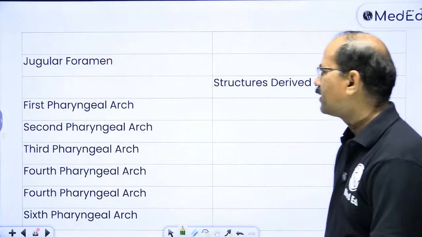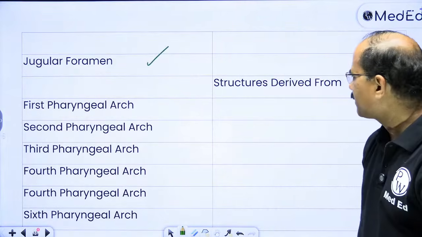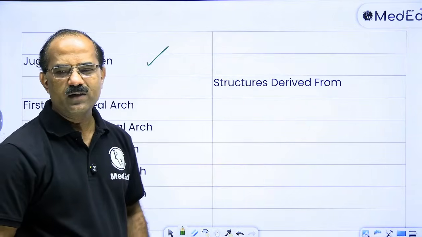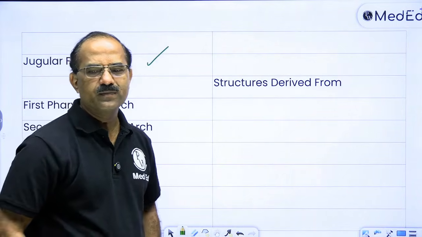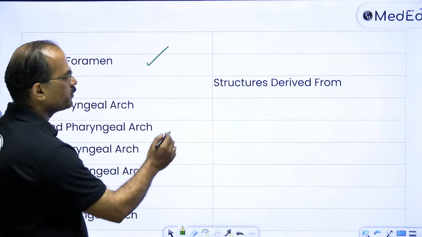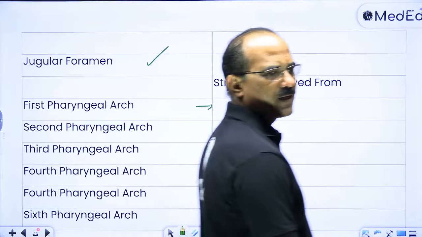Okay, great. We've just seen the jugular foramen. Now tell me the nerves of the pharyngeal arches. Let us understand the nerves of the pharyngeal arches. Tell me the nerve of the first arch. We'll start with this.